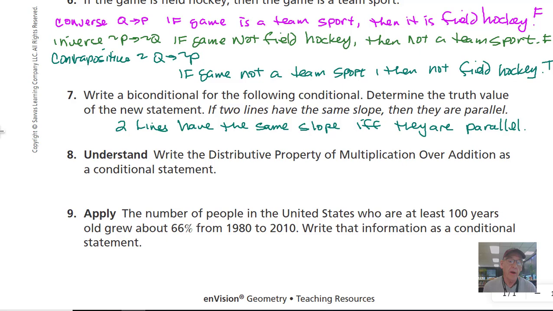What about this? Let's say you got a 3D thing here. I could have one line with a slope of 2 going this way, and over here, I could have another line with a slope of 2 going the other way in 3D space. We could say that those lines have the same slope, yet those lines aren't parallel lines. So that would be one counterexample.